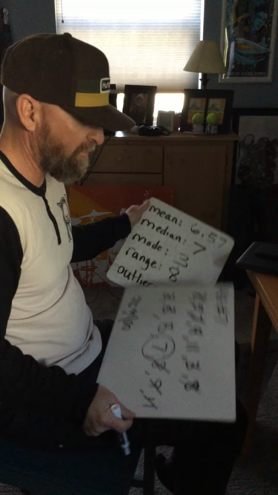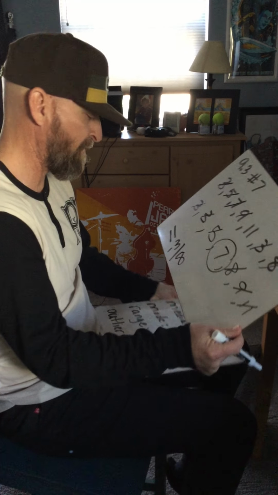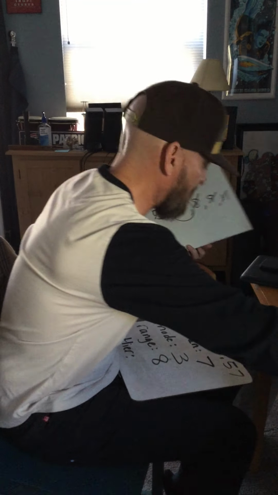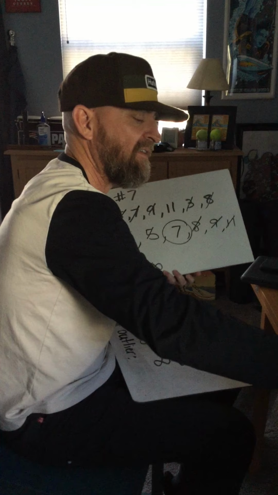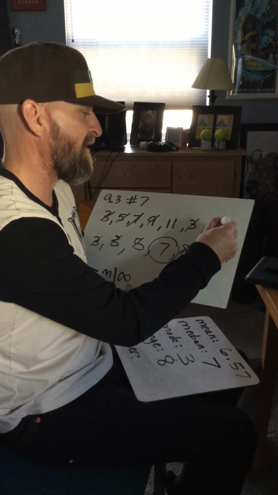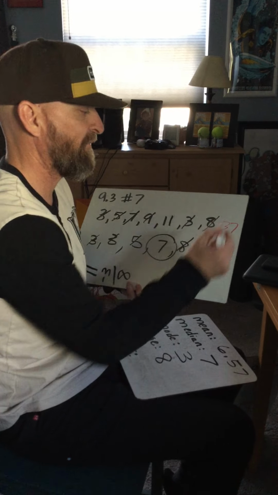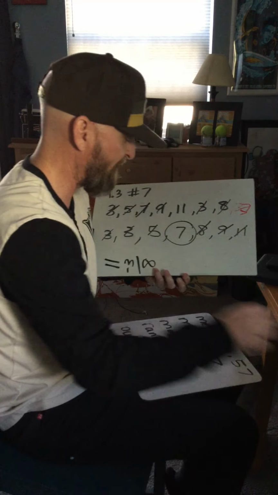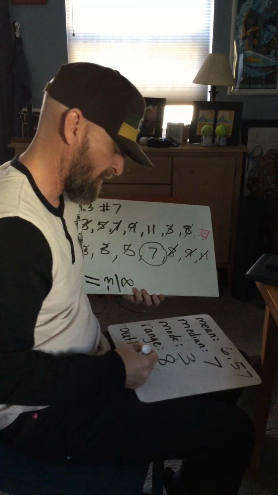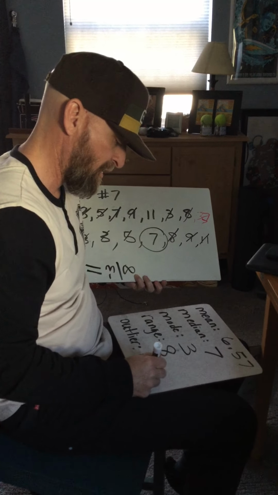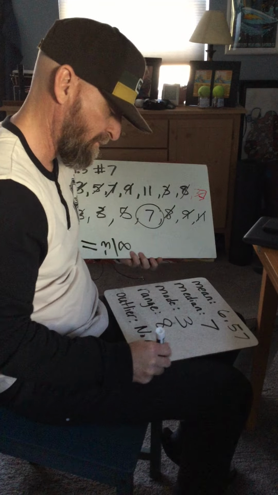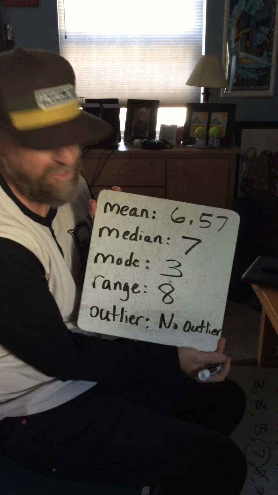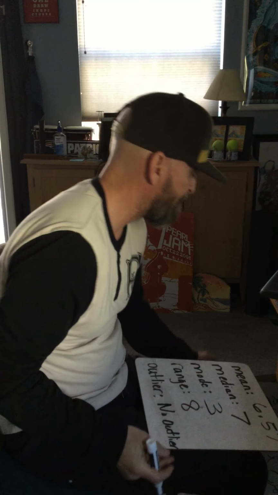And when I'm looking at the numbers to see if there's an outlier, I don't see any number that's really far away. An example of an outlier might be if I was looking at this data and there was the number 37. That would then be the outlier. But in this case, since there's no 37, we're just going to put no outlier. And that's how I found that information for the data set.